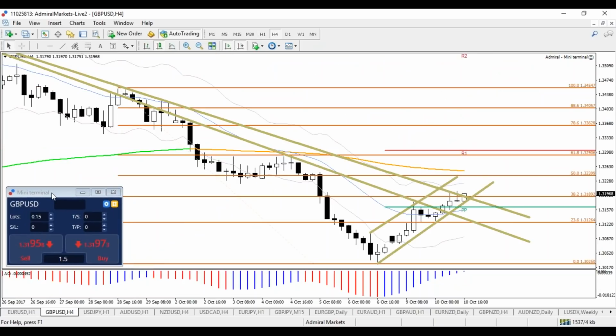Even though I think this resistance is strong at the fibs, it doesn't mean that there wouldn't be some potential space between them. And that is possible to trade as well. So another idea, but I like the downside a little bit more at this moment just because of the resistance that is nearby.